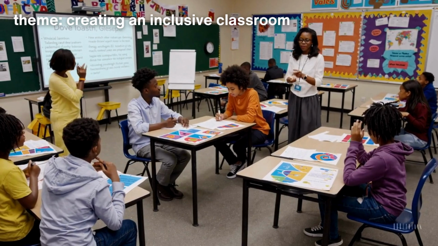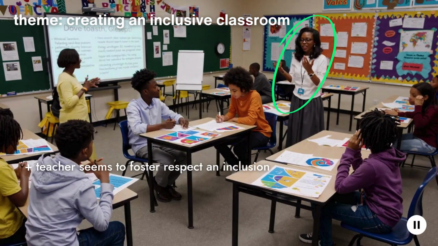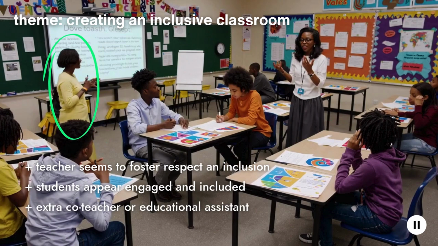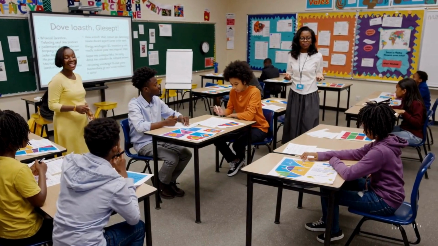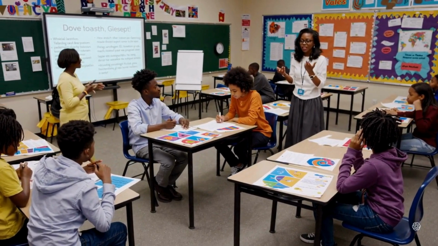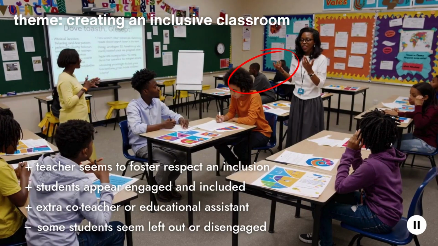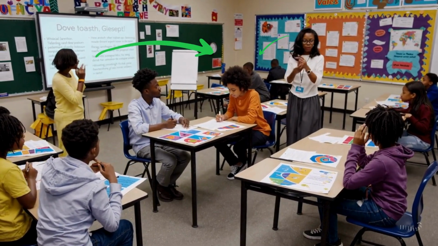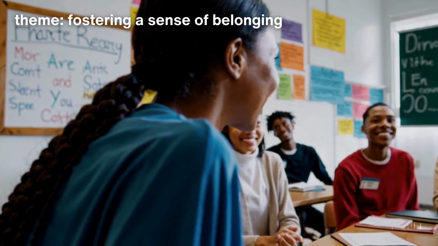Some positive aspects include the teacher seems to be fostering respect and inclusion. Another positive is most students appeared engaged and included. And there's another teacher, a co-teacher or educational assistant in the classroom. And what are the challenges? Well, does the teacher focus too much on certain students while neglecting others? Are there students who seem left out or disengaged? We see in one corner at least there are 2 students being overlooked. So the teacher should actively try to include them in the learning, or perhaps the educational assistant can be there supporting those students. Let's see the second scene.